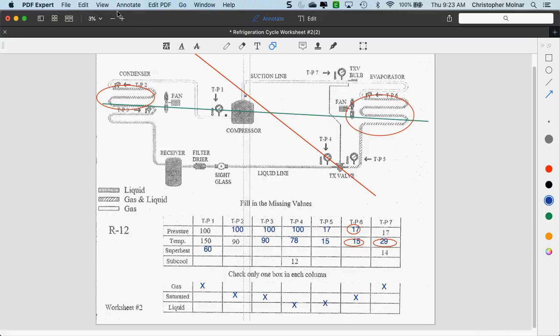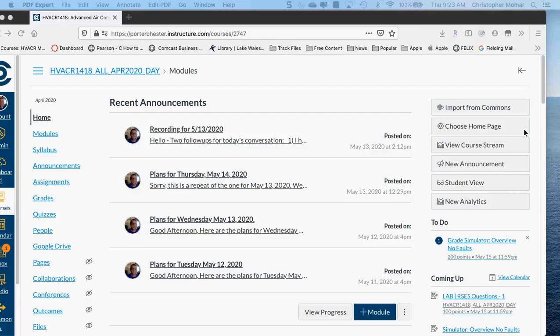Now, I really need to talk about metering devices today. We started briefly on it yesterday. Let me pull up that PowerPoint.